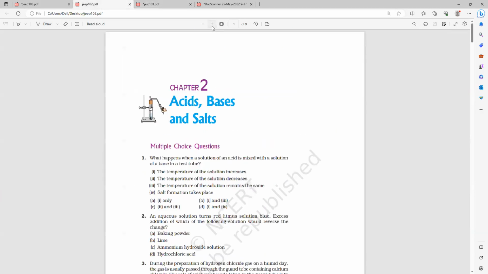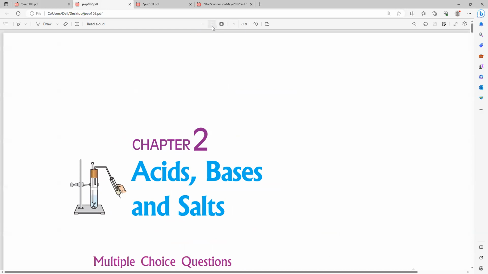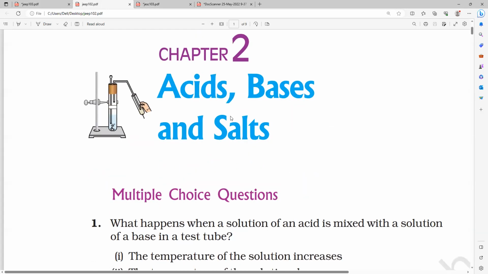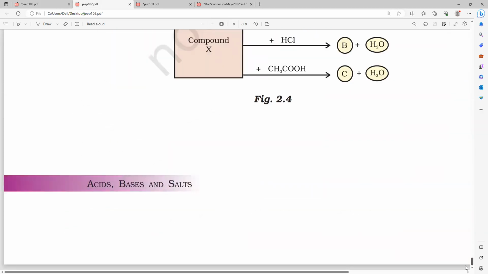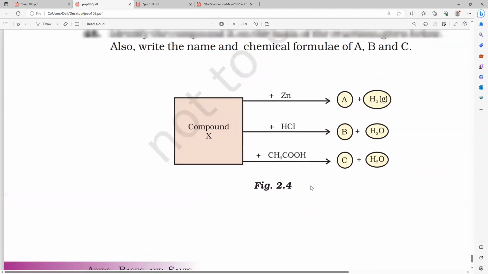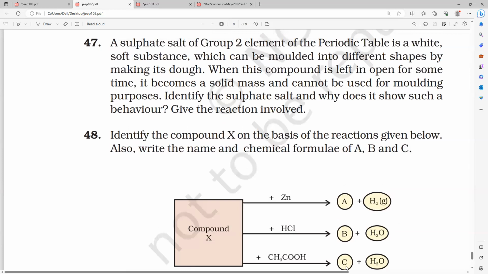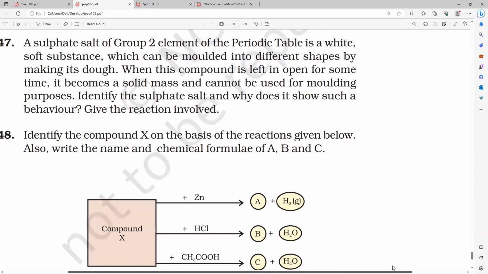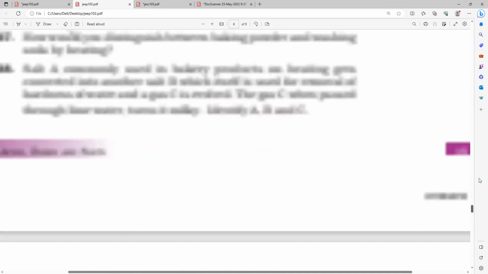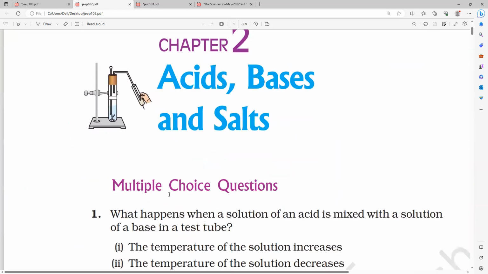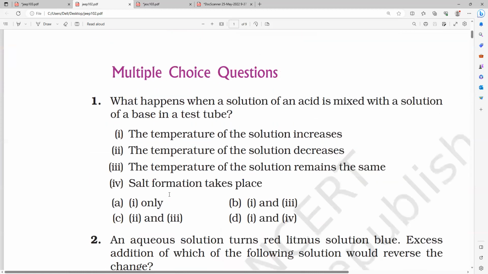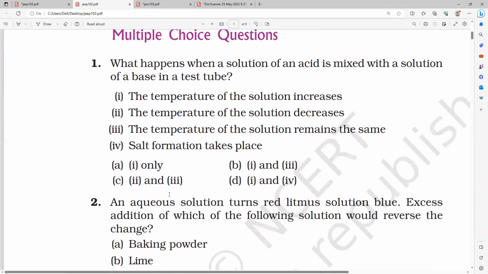Now coming back to the previous chapter for the PT2 exam, that is acids, bases and salts. In this also, the number of questions, I think, 48 questions are there. Every question is extremely challenging. Now let us see. Chapter 2, acids, bases and salts. First question, you try. I won't read.